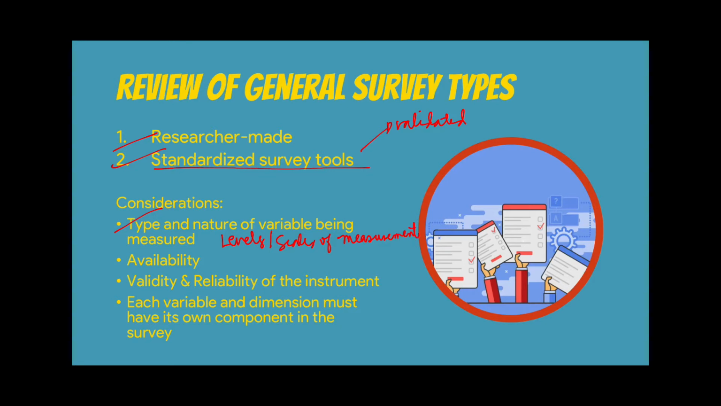And then of course, the availability of the standardized survey tools. So usually most of the psychological, behavioral, emotional, and social variables and even those that are sports related, are already available. There have already been good scales for these types of variables.